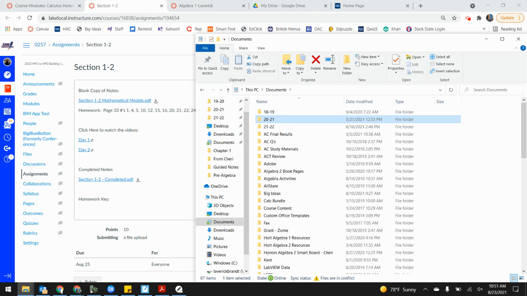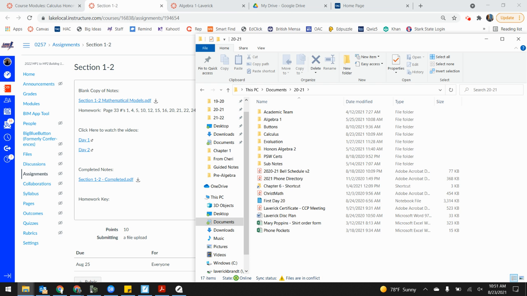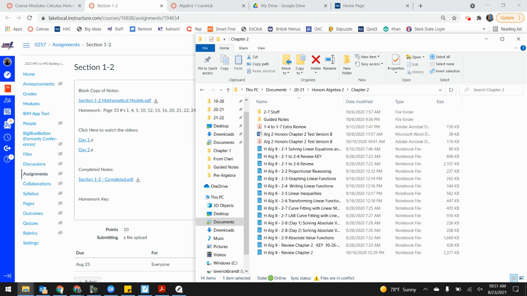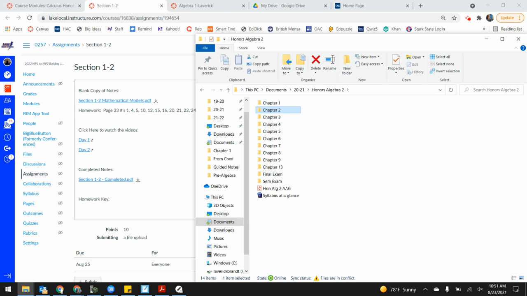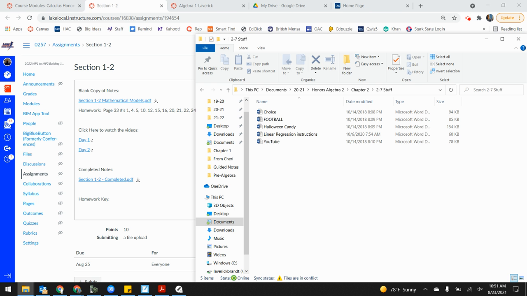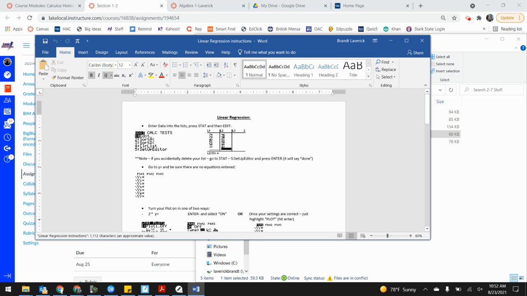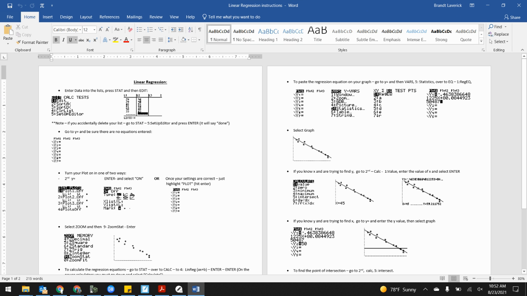This sheet might ring a bell. Let's go into Honors Algebra 2. I think it was chapter 2, the 2.7 stuff. I'll put this in modules because this is how to do a linear regression in your calculator. Remember this sheet of paper? If you want to print it out, you can, but you got this way back in Algebra 2.